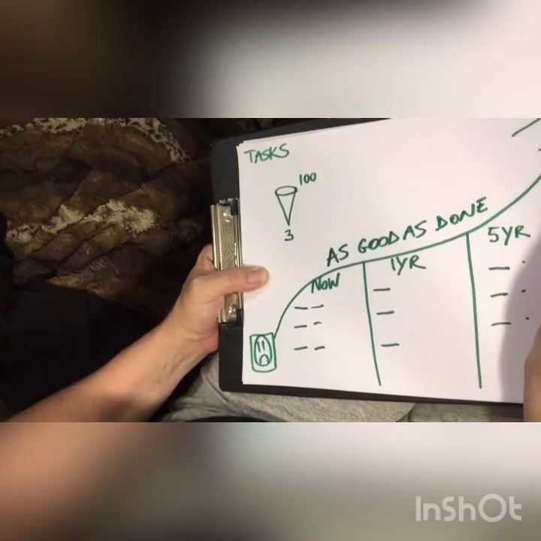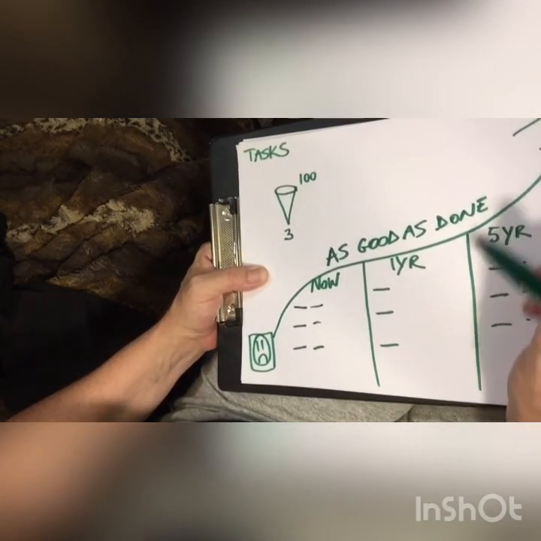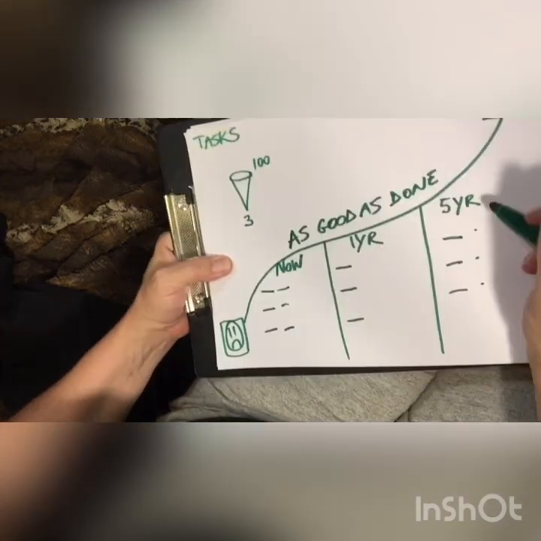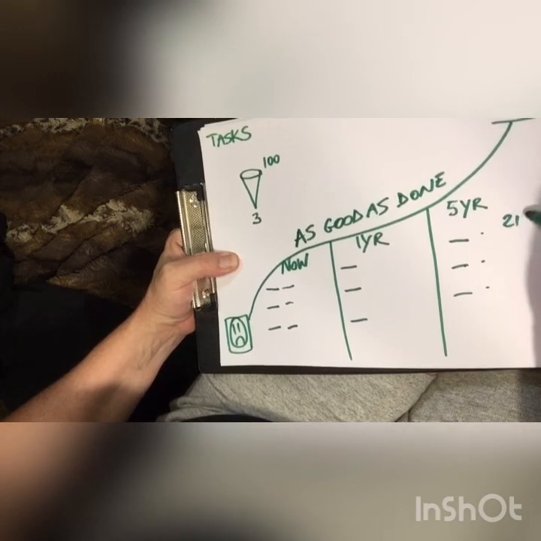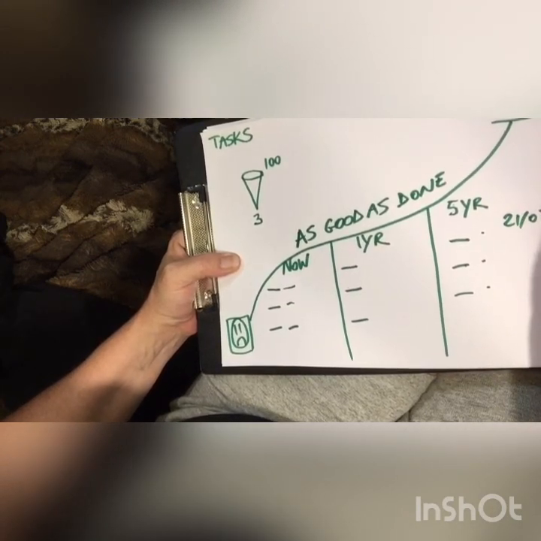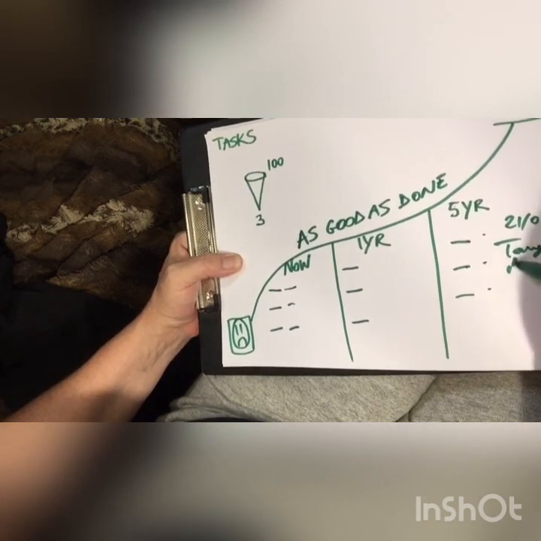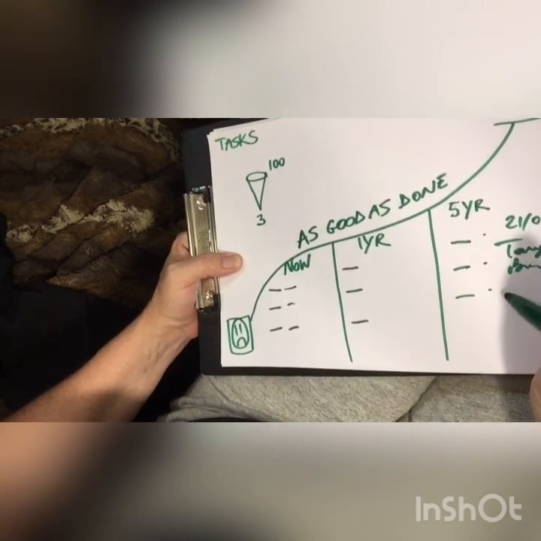Visualize your ideal lifestyle. Visualize yourself in 5 years' time. Take your time to do this. Date it. Sign it. And commit to it.